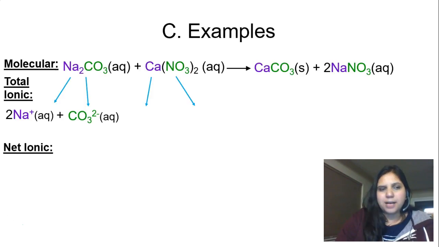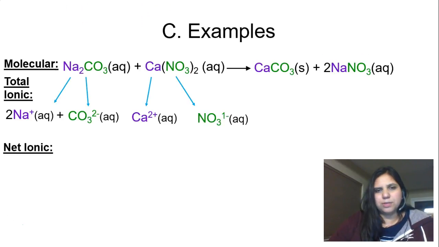All right, so we'll have calcium. Calcium is in group 2A. It's a 2+ charge, so you have to look up those charges. And then you have nitrate. It's NO3 with a 1- charge. It's what's inside of the parentheses. And then outside of the parentheses, you have a 2. That means that you have 2 nitrates. So we're going to put a 2 in front of the nitrate.